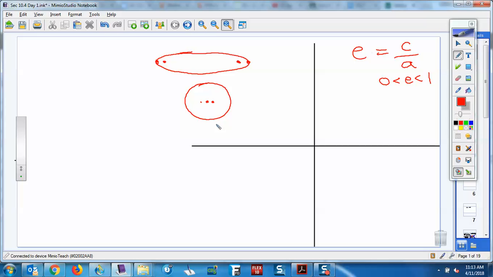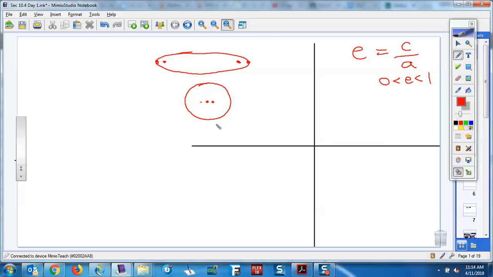Your foci are in close. C is very small. And when you have a fraction where the top number is very small compared to the bottom number, that's going to be a very small decimal. Going to be close to 0. And we talked about the planets having elliptical orbits, and they're pretty circular. They have a pretty small eccentricity.